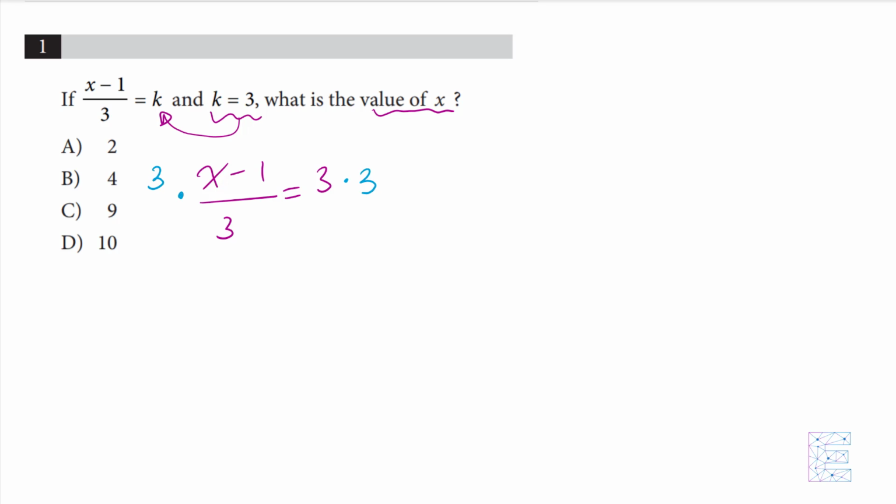So what happens is that these 3's cancel out. We are left with x minus 1 equals 9. And to solve for x, we simply need to add 1 to both sides. And what happens is those 1's are going to cancel. Therefore, x equals 10, making D the answer to this problem.